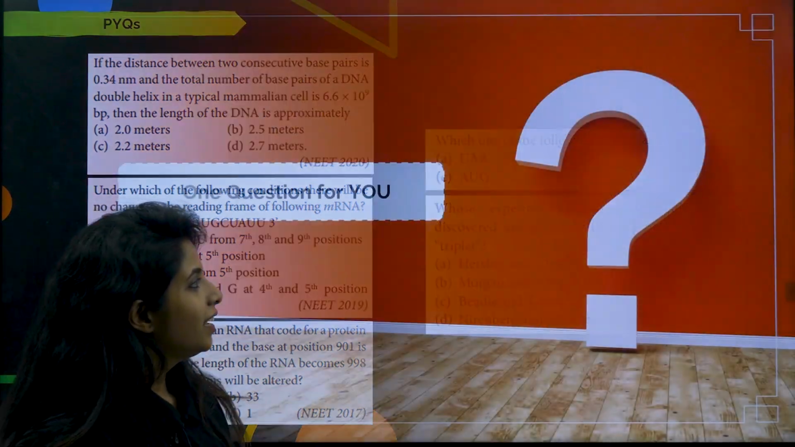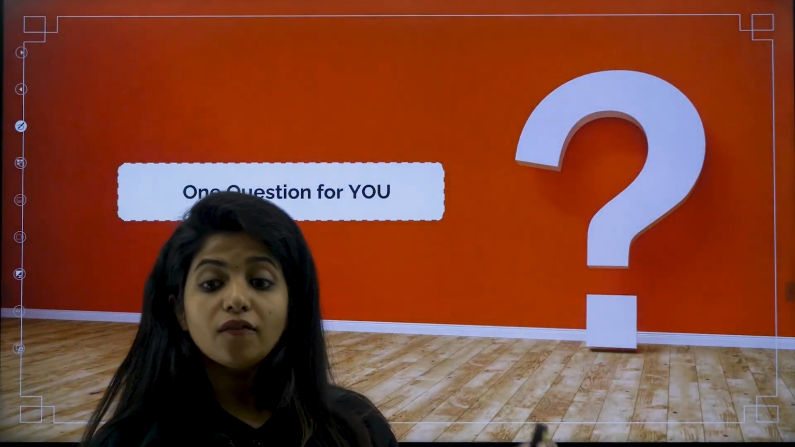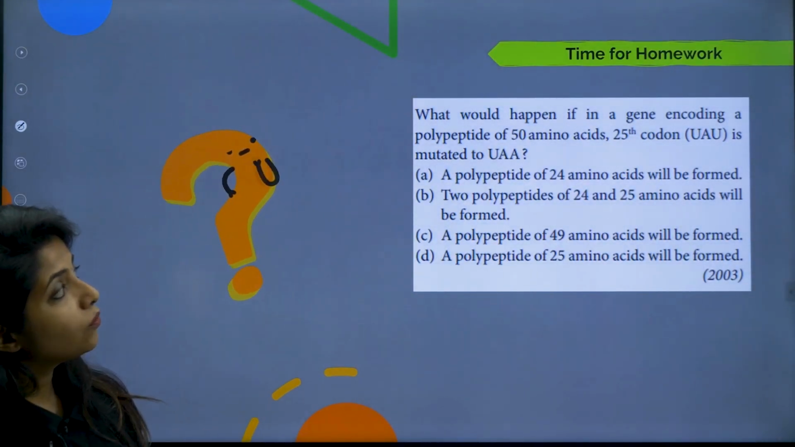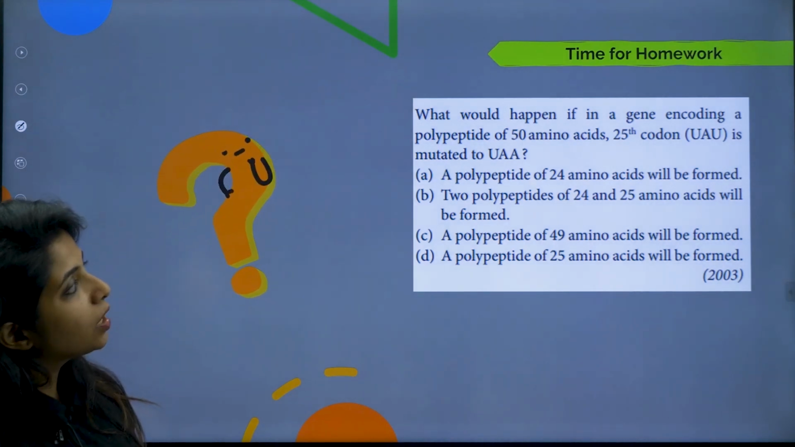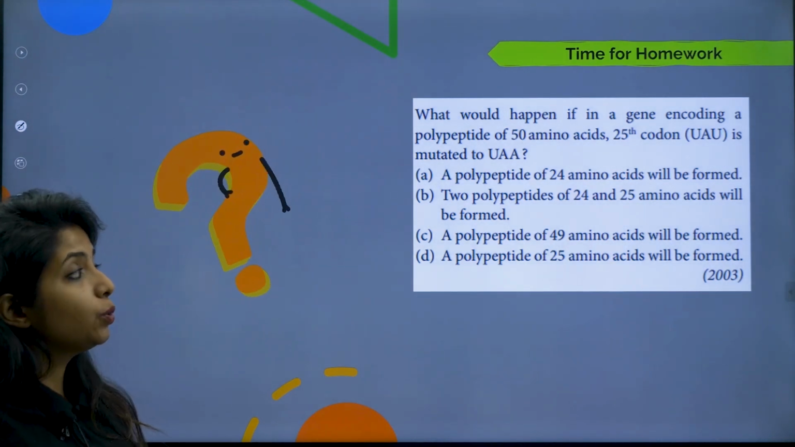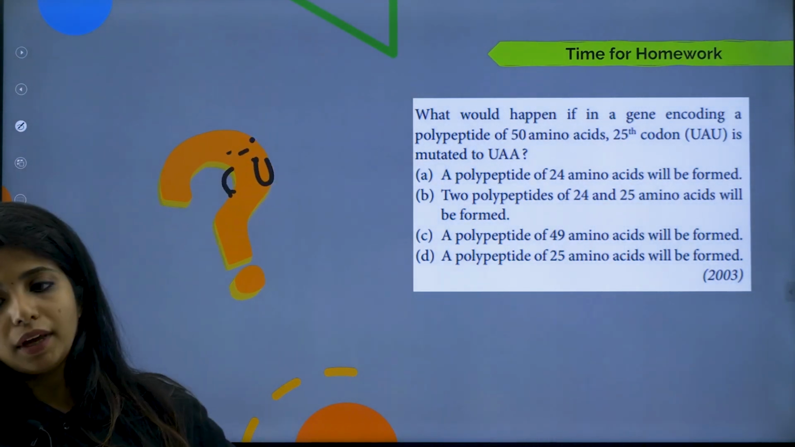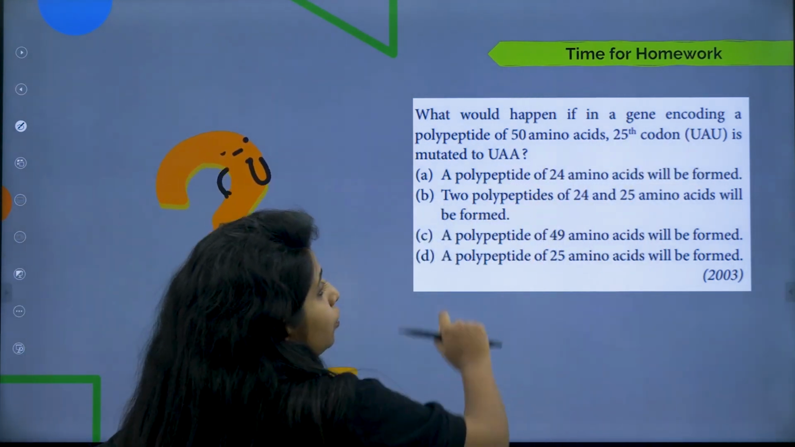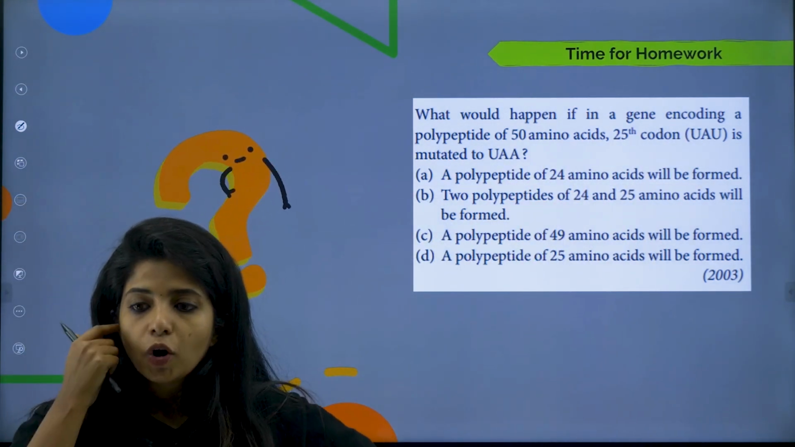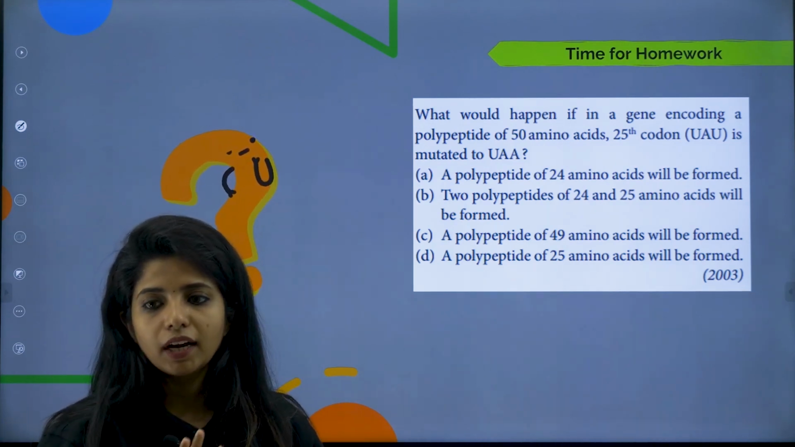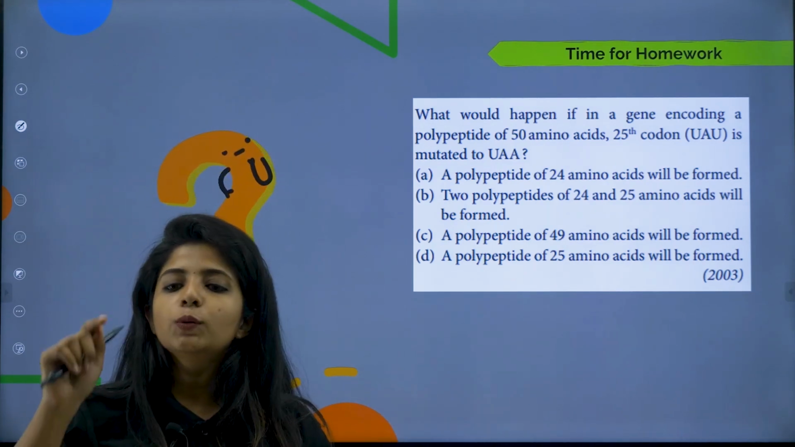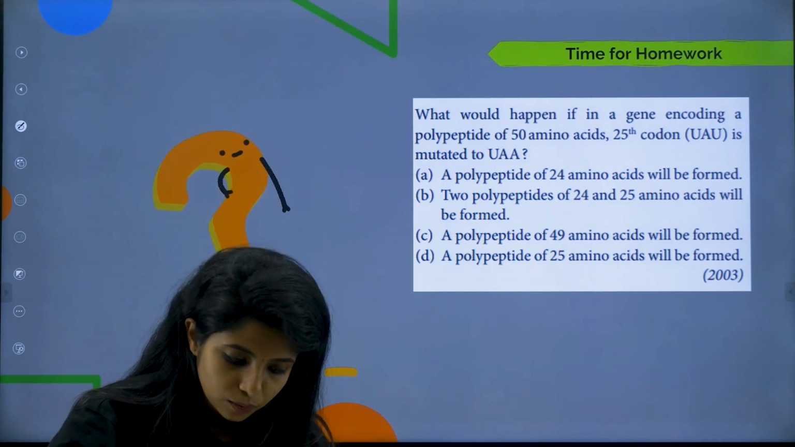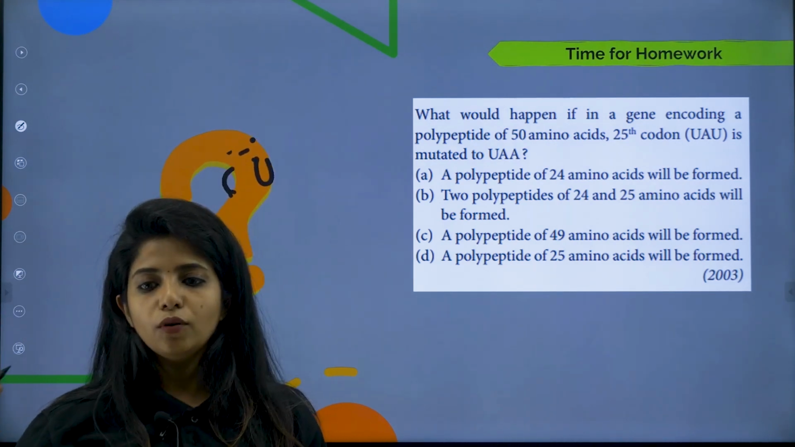Cool. Now, one question that I have to give for you is this. What would happen if in a gene encoding a polypeptide of 50 amino acids, the 25th codon is mutated to UAA? So, from here, it is now mutated to UAA. What will be the change? That's the only thing that you need to find. You can put down the comments, that is the answer for this particular homework question.